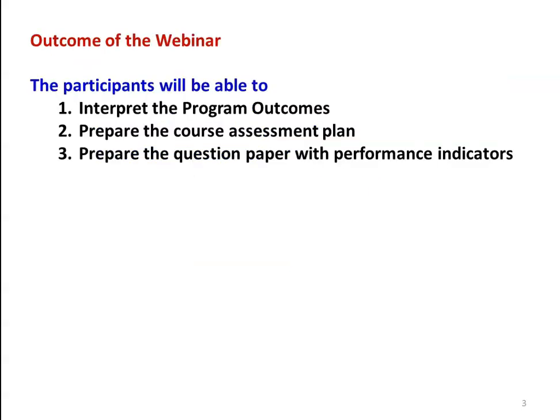The outcome of the presentation: at the end of the session, the participants will be able to interpret the program outcomes. They will prepare the course assessment plan and prepare the question paper with the performance indicators.